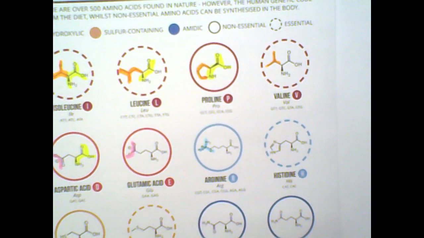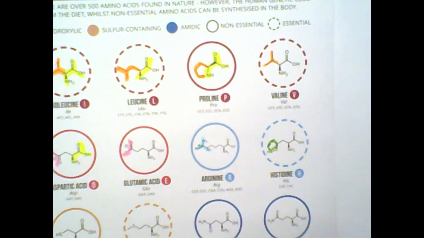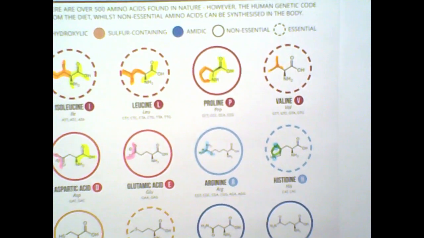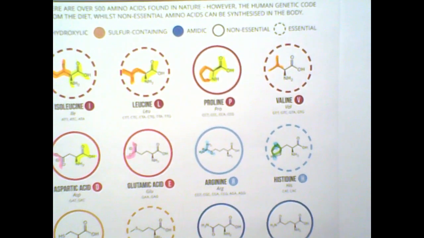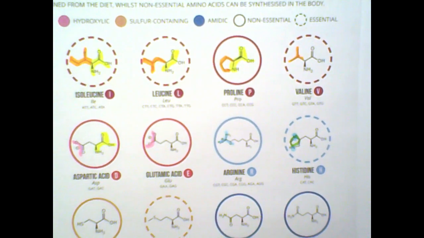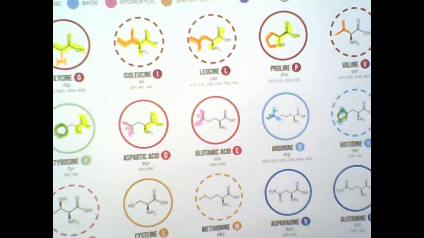Histidine is a little bit different. It's got that aromatic ring, and it also has these nitrogen groups. And so it's also basic. It can pick up a hydrogen at this nitrogen up here. So it can be a hydrogen acceptor, which makes it a base.